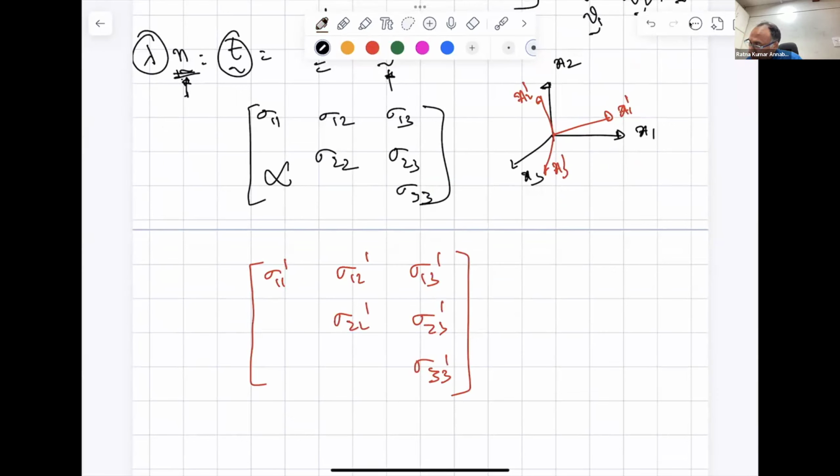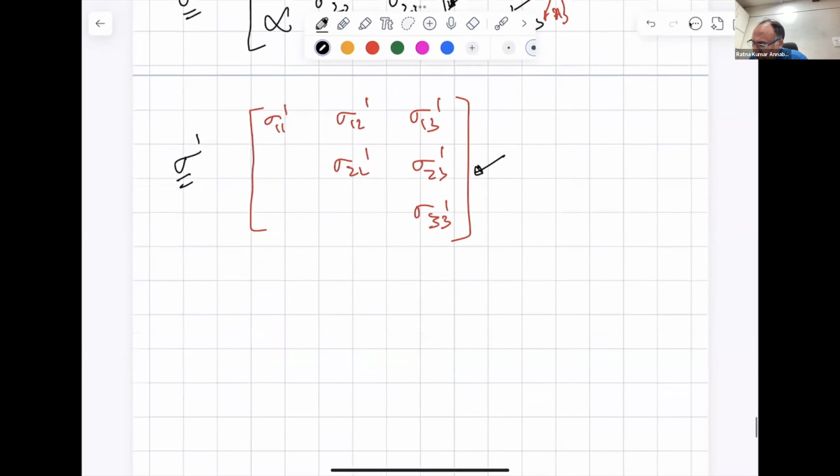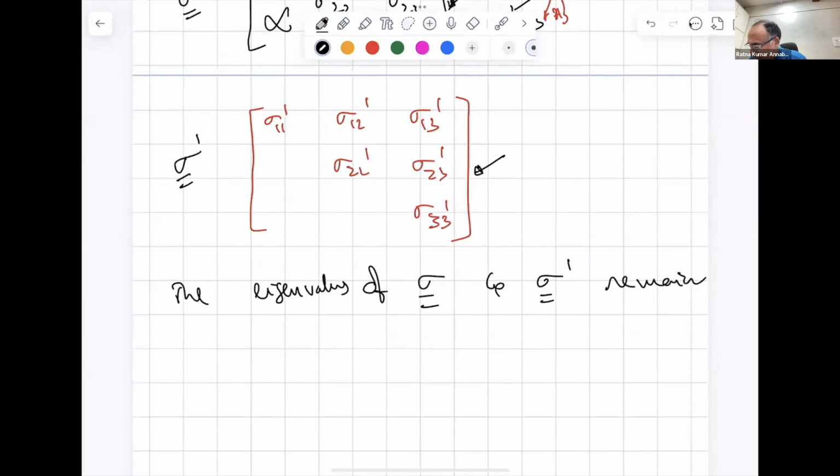Then, if you find the eigenvalues of sigma and the eigenvalues of sigma dash, they remain the same. The eigenvalues of sigma and sigma dash remain the same. That is why they are invariants.